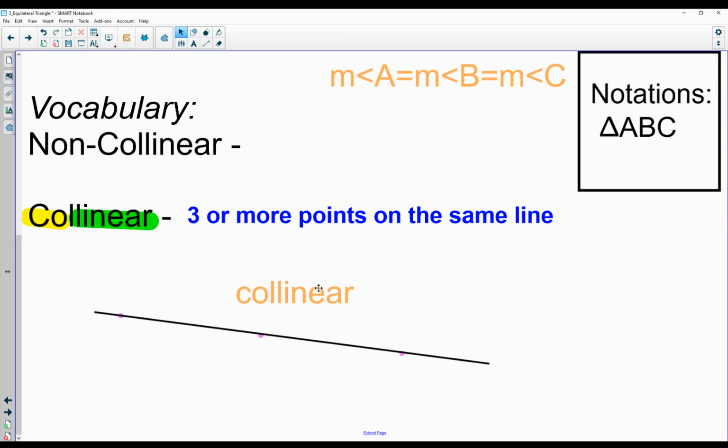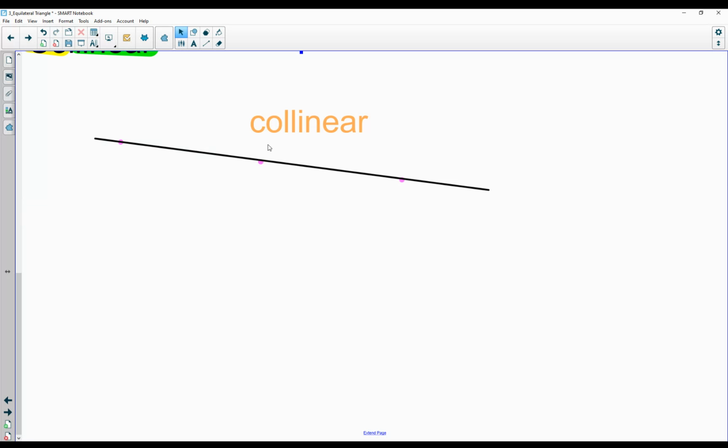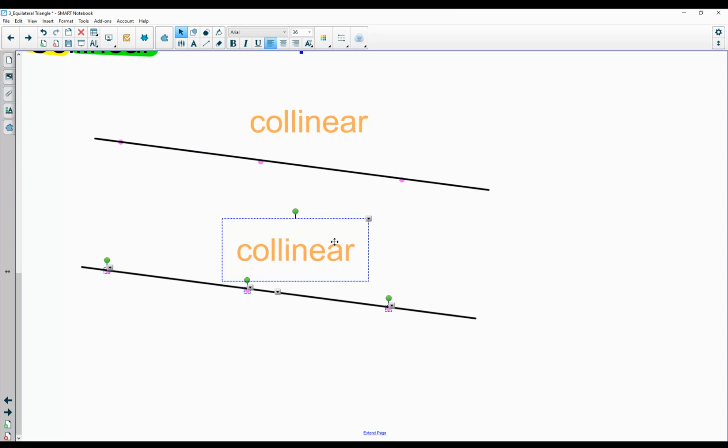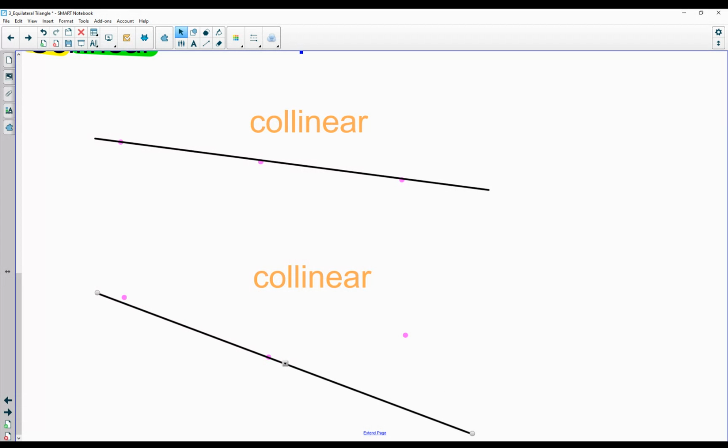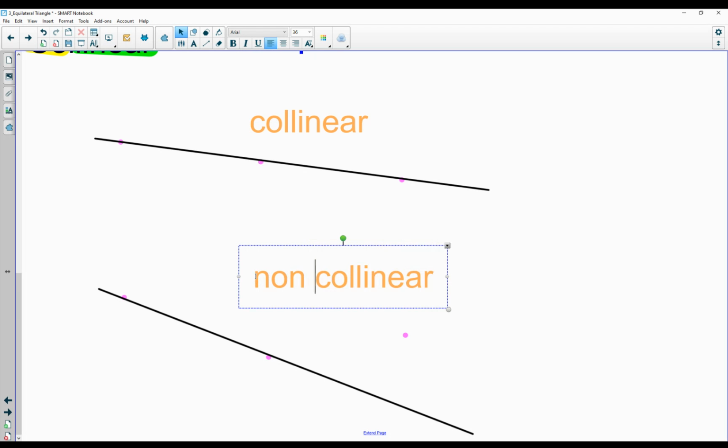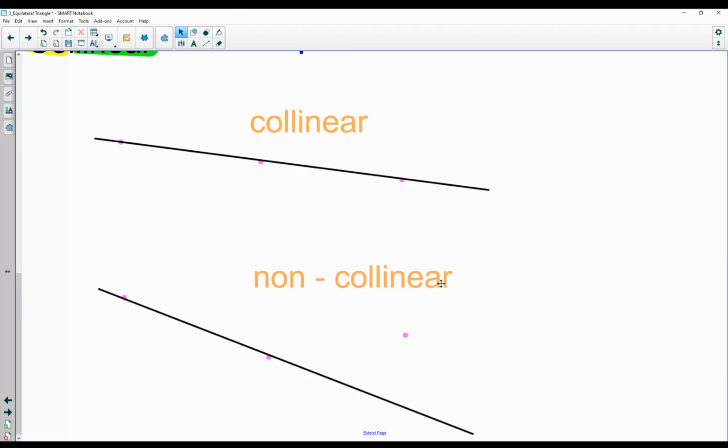Right. So let's see what it looks like if I had three points that weren't on the same line. Let's copy this down here. Now take a look. As soon as I take this point off the line, no longer are they sharing the same line. There's no way I can drag this line so that all three of them go on the line. So these points are now considered non-collinear points because they're not on the same line.